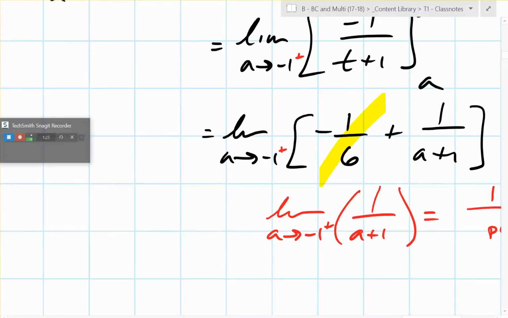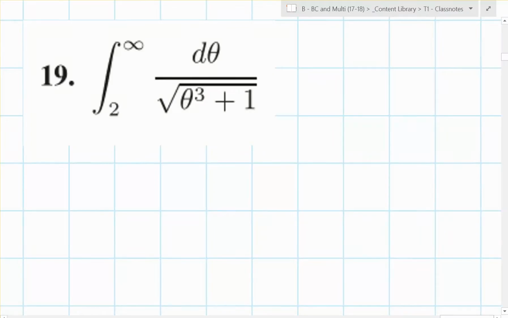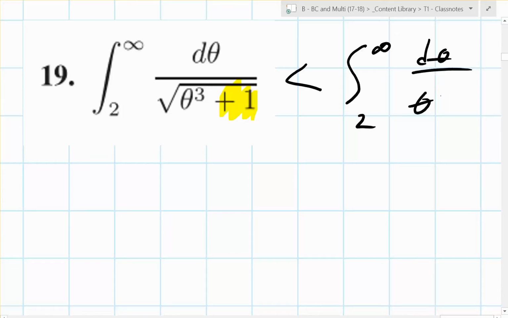Okay, let me see. So this one's fun. Let's do it by comparison. What's the thing in there that we don't like, theoretically? Well, we don't like the square root, but you've got to keep that there. We don't like the plus 1, right? So if we got rid of that plus 1, we've made the denominator smaller. So therefore, the whole thing has gotten what? So this is less than what? The integral from 2 to infinity of d theta over the square root of theta cubed, right? Square rooting is what power, Lydia?